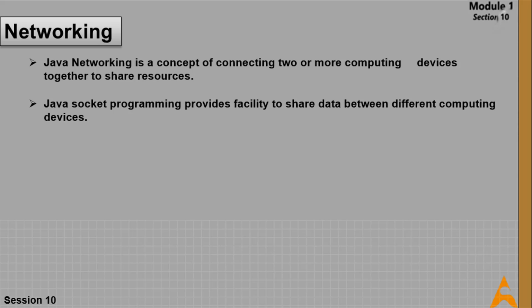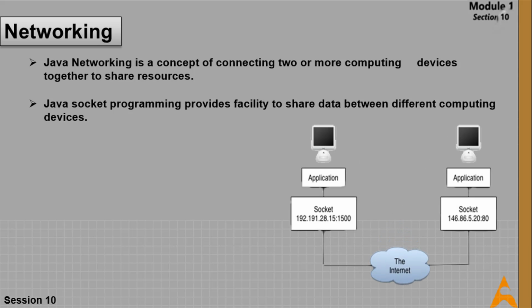First of all, we will discuss networking in Java. Java networking is a concept of connecting two or more computing devices together so that we can share resources. Java socket programming provides the facility to share data between different computing devices. Now let's talk about the advantages of Java networking: sharing resources and centralized software management.